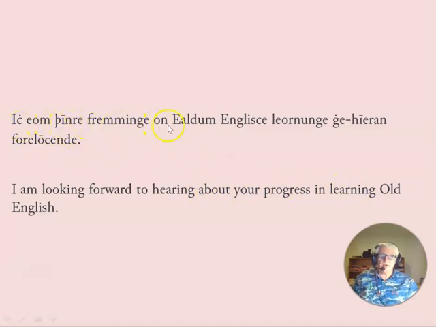I am of your progress in Old English learning. This is now a noun. This is now, and in the dative, eldem Englische lernunge. Those three are in the dative. Okay, they follow the preposition and they're taking the dative. Verremmingen here takes the accusative.